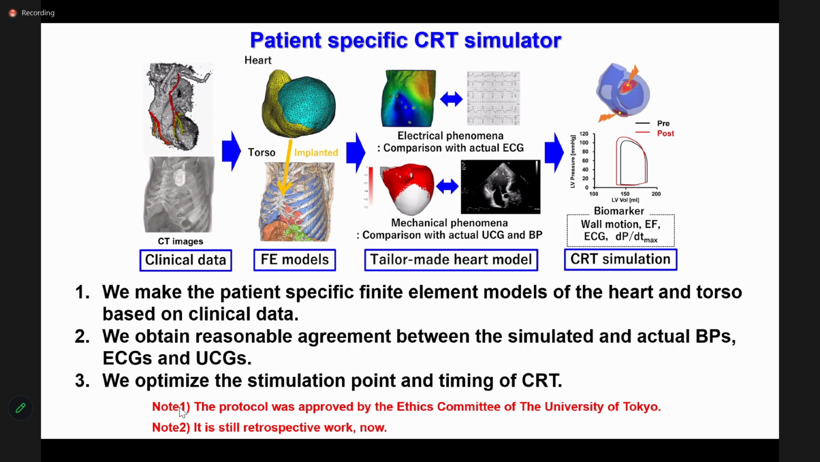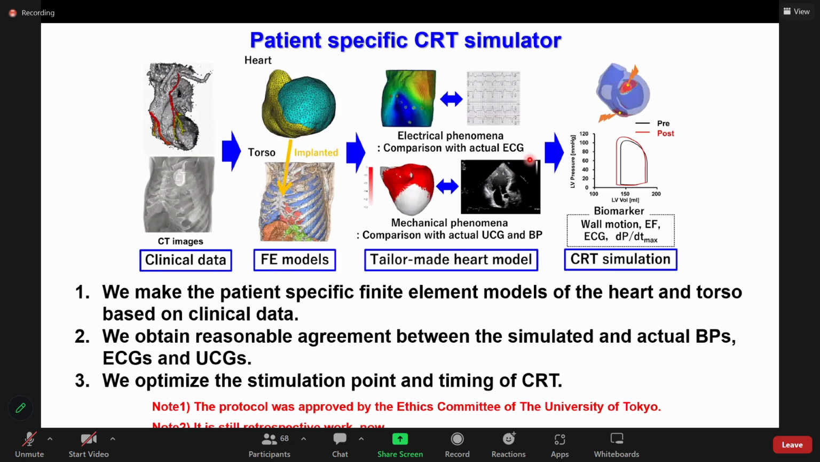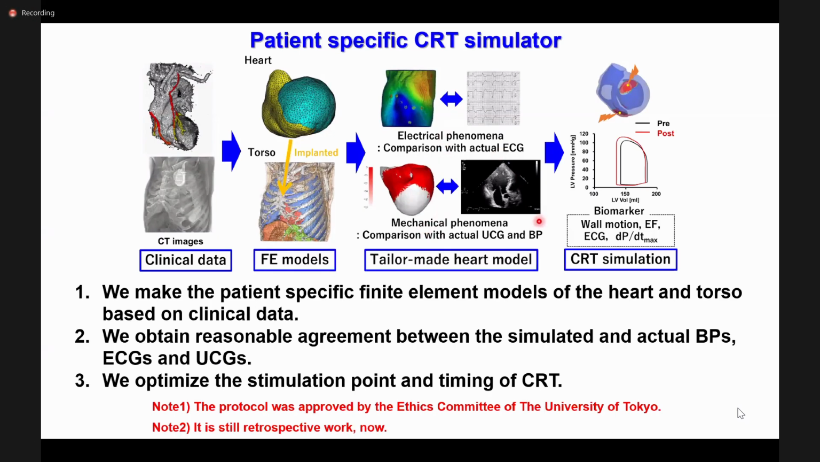At first, we make the patient-specific finite element model of heart and torso based on clinical data. Second, we obtained a reasonable agreement between the simulated and actual blood pressure, electrocardiogram, and echocardiography. At last, we optimize the stimulation point and timing of CRT.